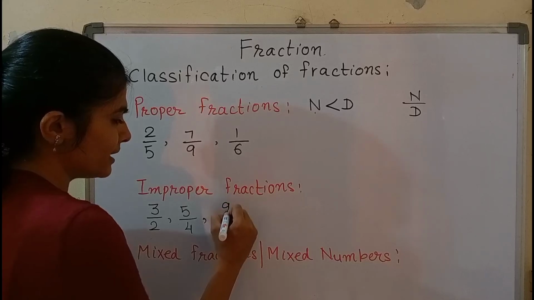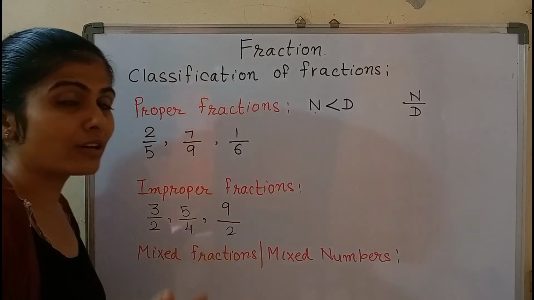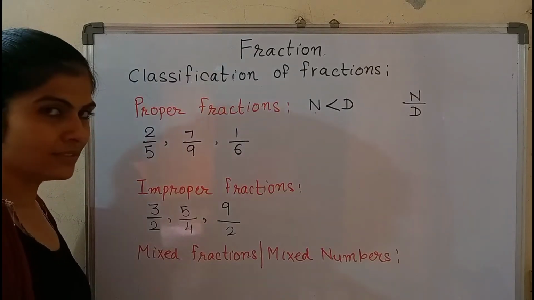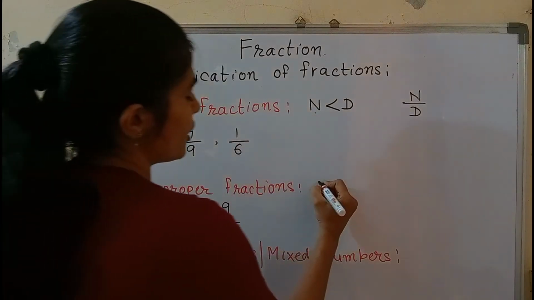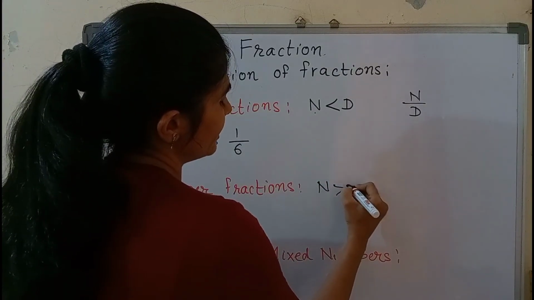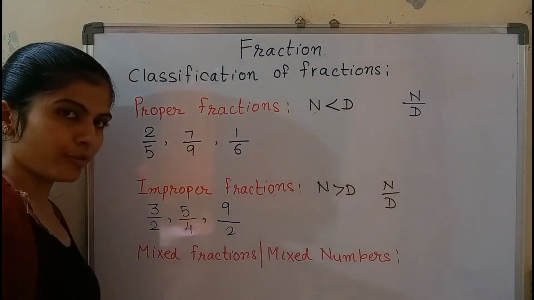Next one is, let's say, 9 over 2. I just divided something into 2 parts and I got 9 parts. Doesn't make any sense. So in all these examples, what you could observe is that your numerator is greater than the denominator. In case of a fraction, that is called an improper fraction.